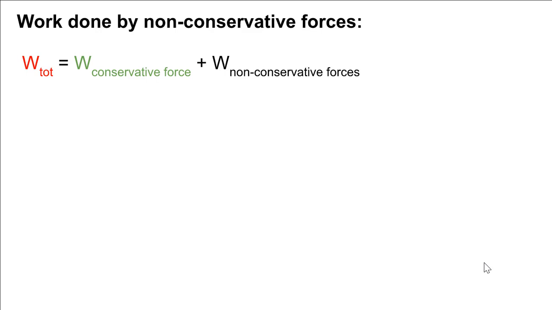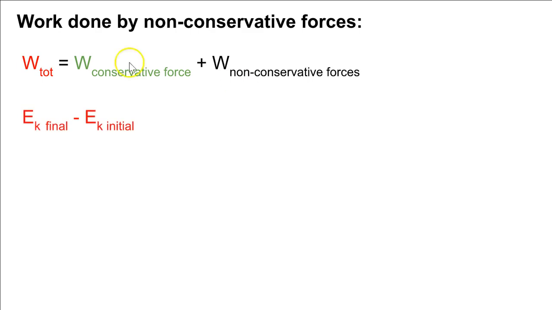Okay, so now let's have a look at the work done by non-conservative forces. Now we can start by saying the total work done by an object must be equal to the work done by the conservative forces plus the work done by the non-conservative forces. Total work done is the work done by all the forces. And there's only two types of forces, conservative and non-conservative. So that's the first way that we can write down our equation.